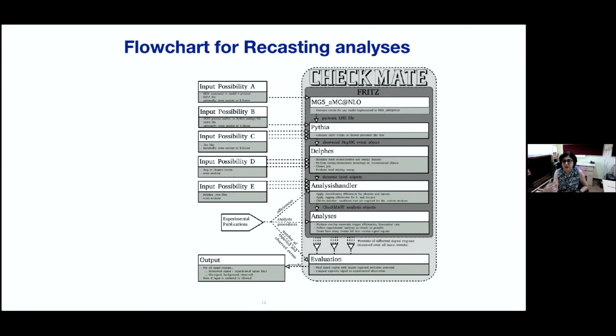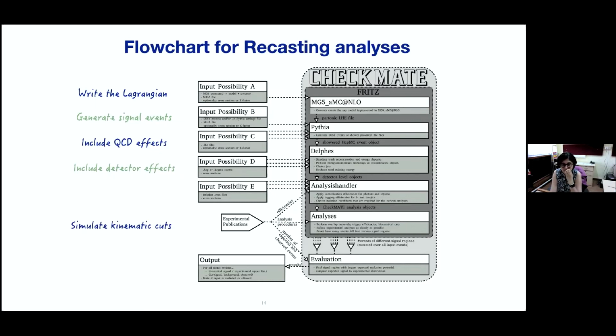And this is a picture of the internals of CheckMATE. This is a code that I work on. How CheckMATE does this: there are multiple possibilities. You can write down the Lagrangian, essentially giving it a MadGraph model. You can generate signal events using MadGraph or Pythia. Pythia also does showering for you. Then we use Delphes for detector effects. And you can also come in at each of these intermediate levels, so you can just give a different format of files, or a HepMC file, or whatever. So you have multiple options of doing this.